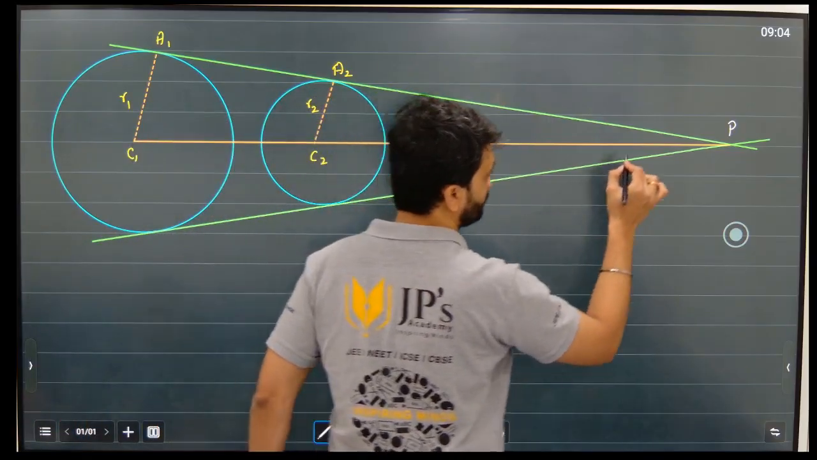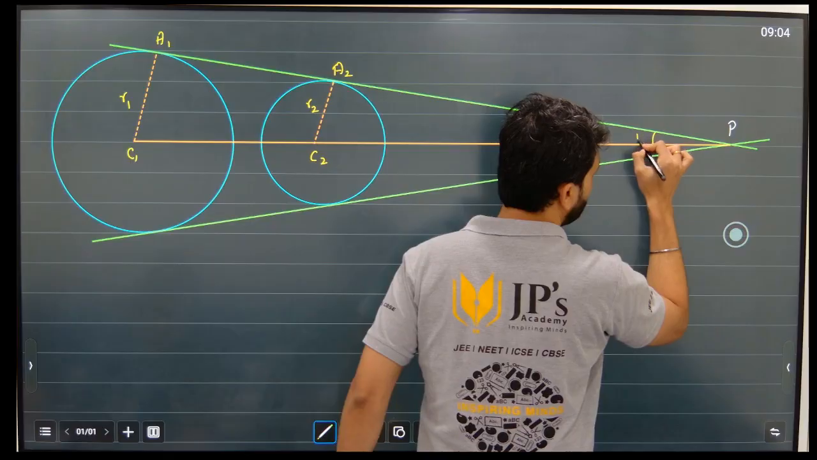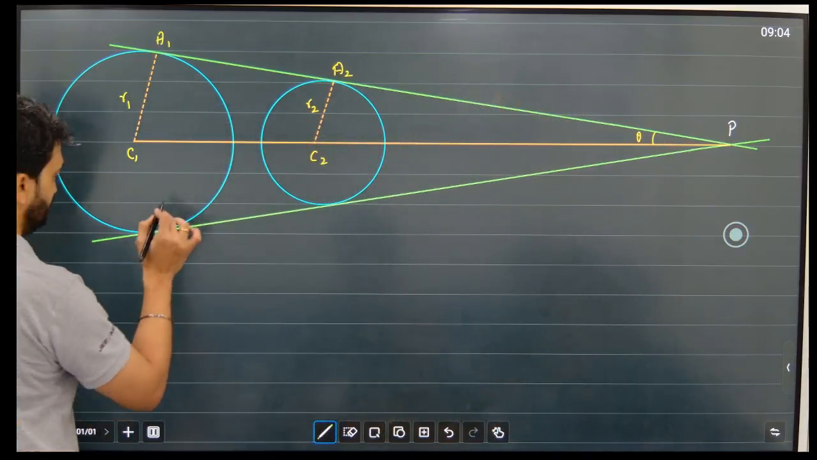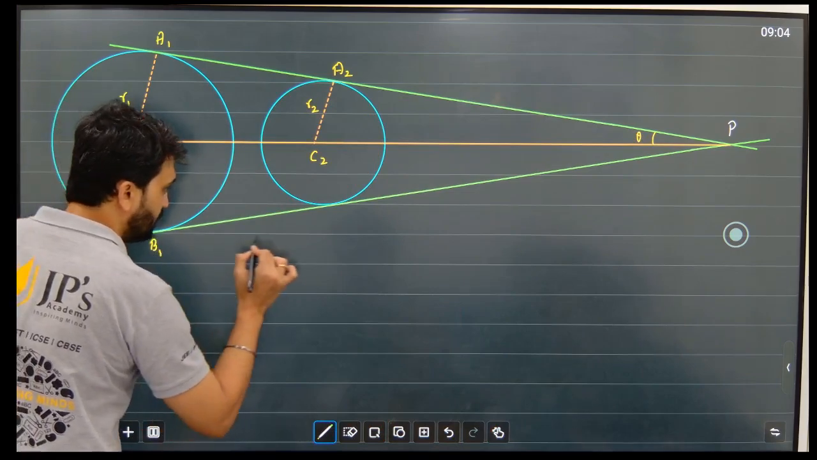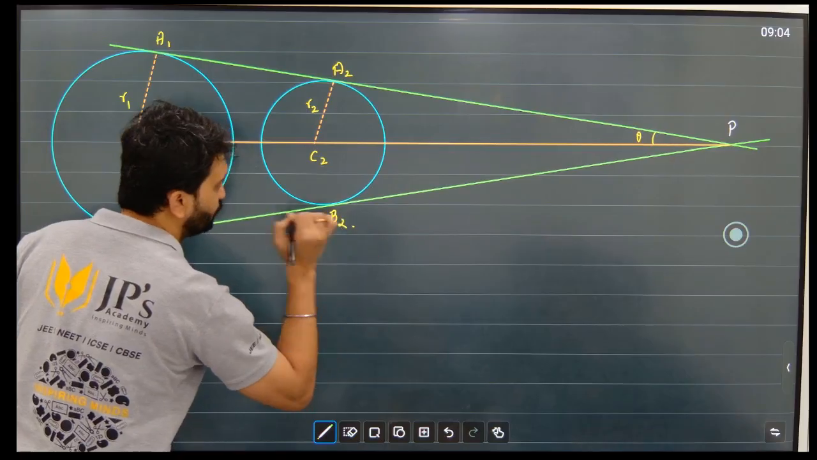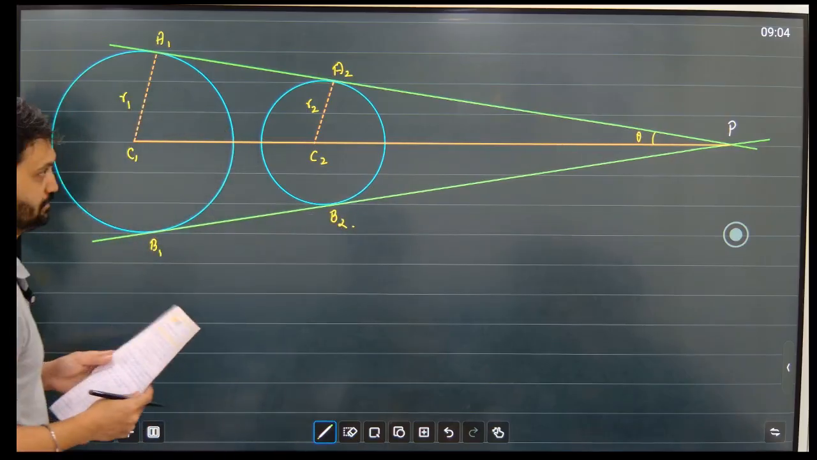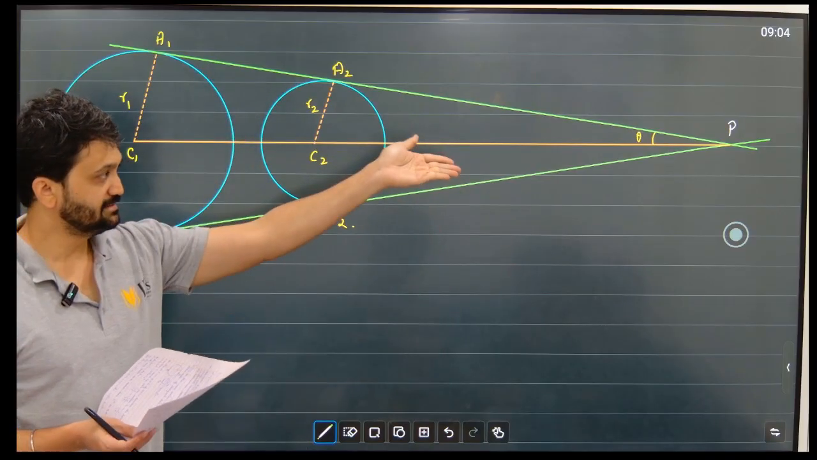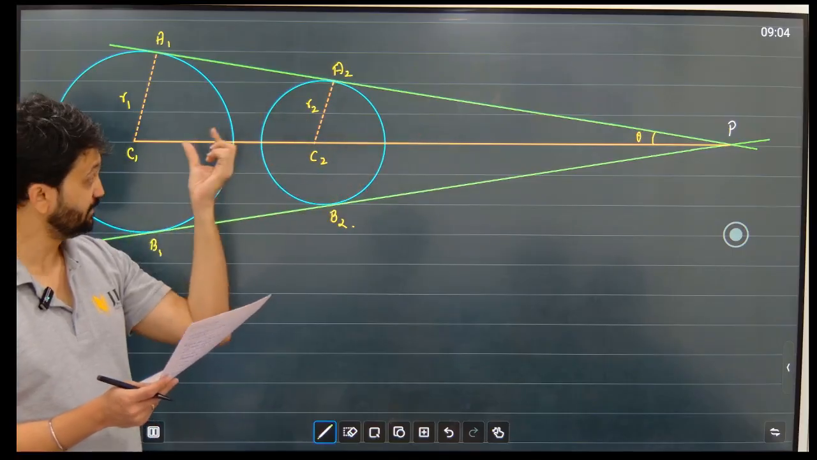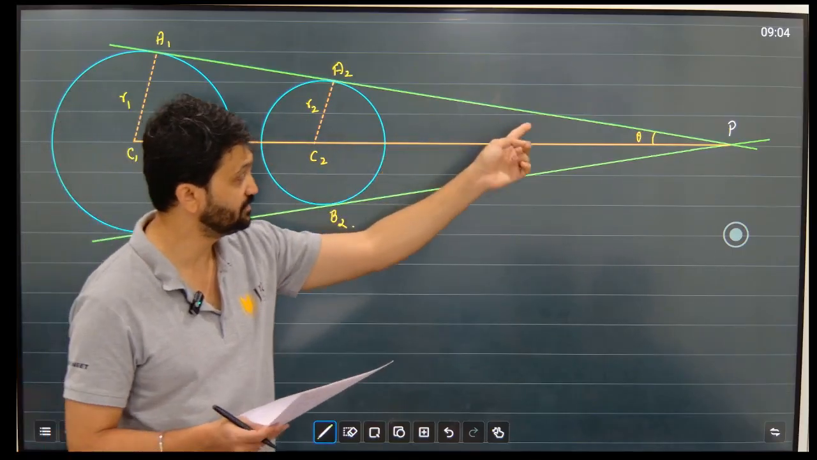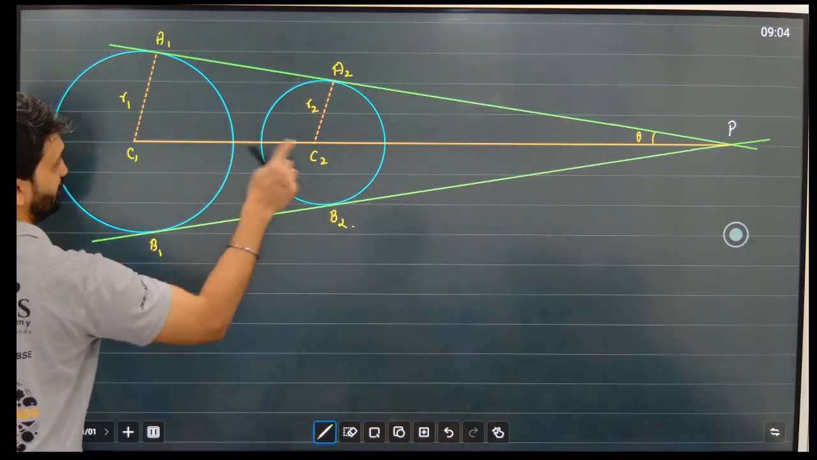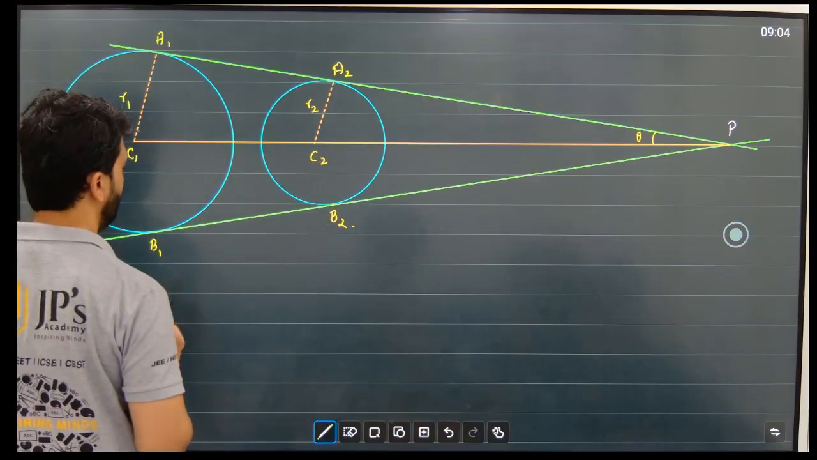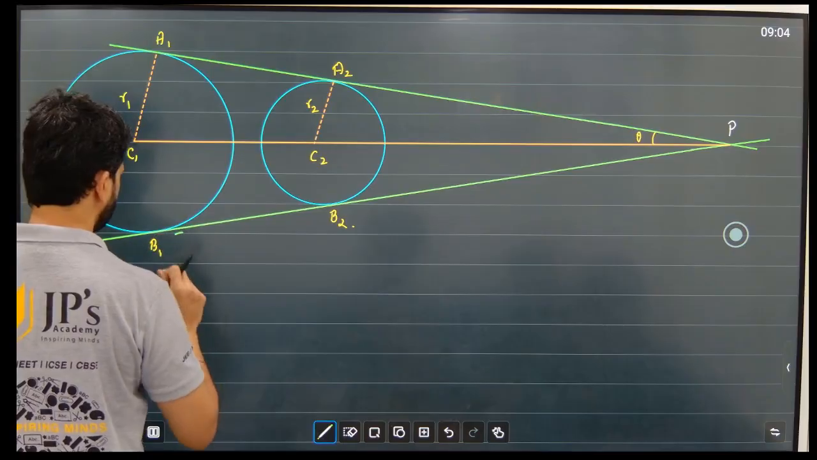Now, this is theta, the angle between the two tangents. It is touching here at B1 and here at B2. So this is the data that is given to me. Now, according to direct common tangent, the definition says the centers lie on the same side of the tangent line. If the tangent is here, C1 and C2 lie above. Everyone, please draw this.